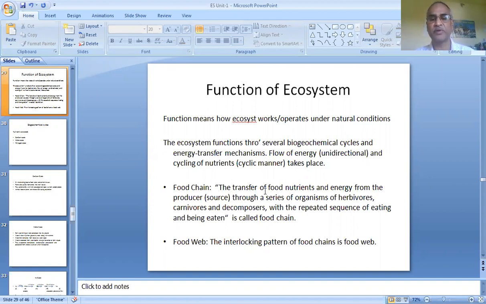So the transfer of food nutrients and energy from the producer, that is the source, through a series of organisms of herbivores, carnivores, and decomposers, with the repeated sequence of eating and being eaten, is called food chain. And the function of ecosystem happens through food chain. And there is something called food web. The interlocking pattern of food chains is called food web.